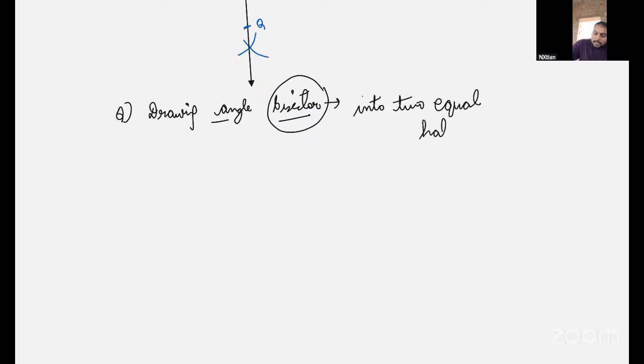So what does this mean? This means: how will you draw an angle bisector which divides the angle into two equal halves? Okay, so for example, if I make one diagram for you, for example, this is 60 degrees. Name it as AOB, which is 60 degrees.